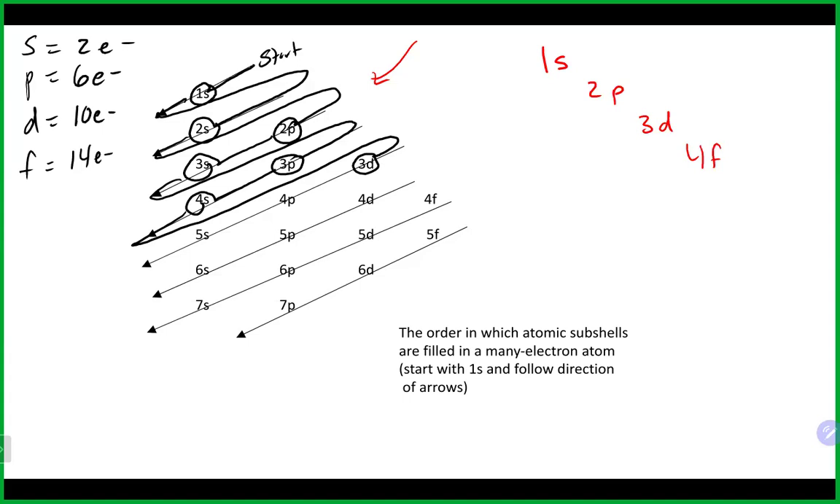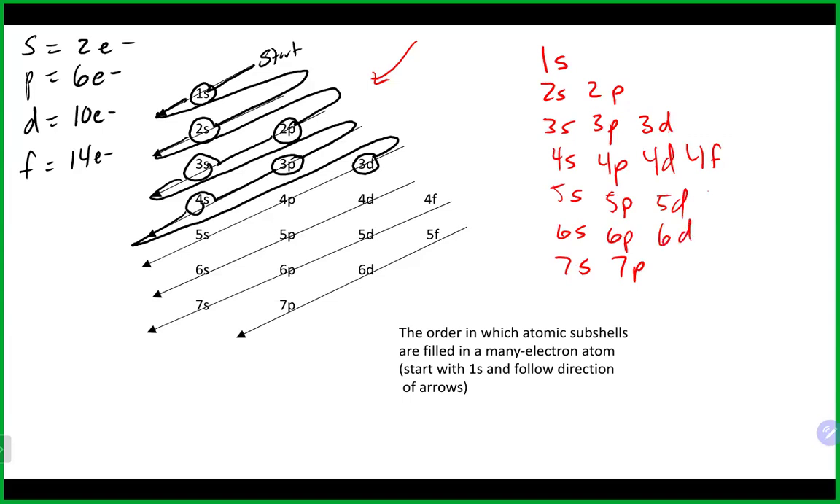If you can remember 1, 2, 3, 4 and the letters that go with it, you could pretty much recreate this thing on the left pretty simply, because now all you have to do is fill in the numbers underneath each of those. So just go 2s, 3s, 4s, 5s, 6s, 7s, 2p, 3p, 4p, 5p, 6p, 7p, 3d, 4d, 5d, 6d, 4f, and 5f.